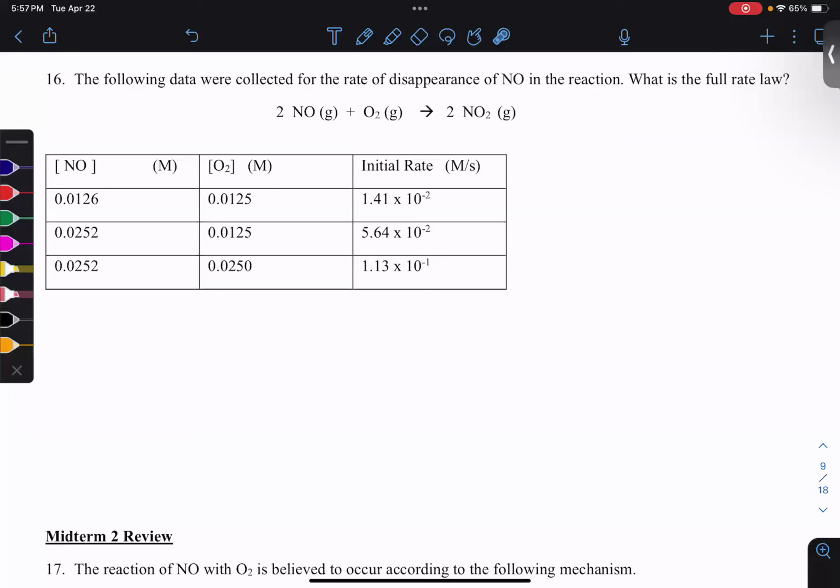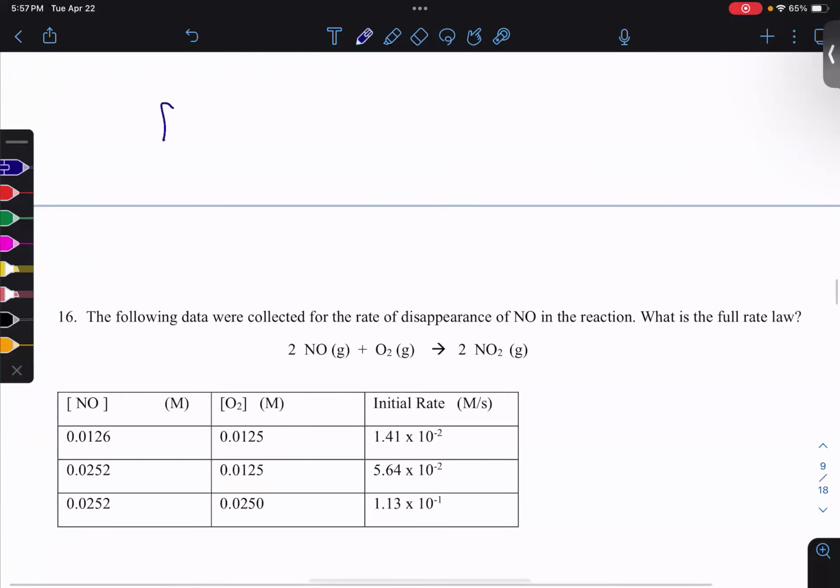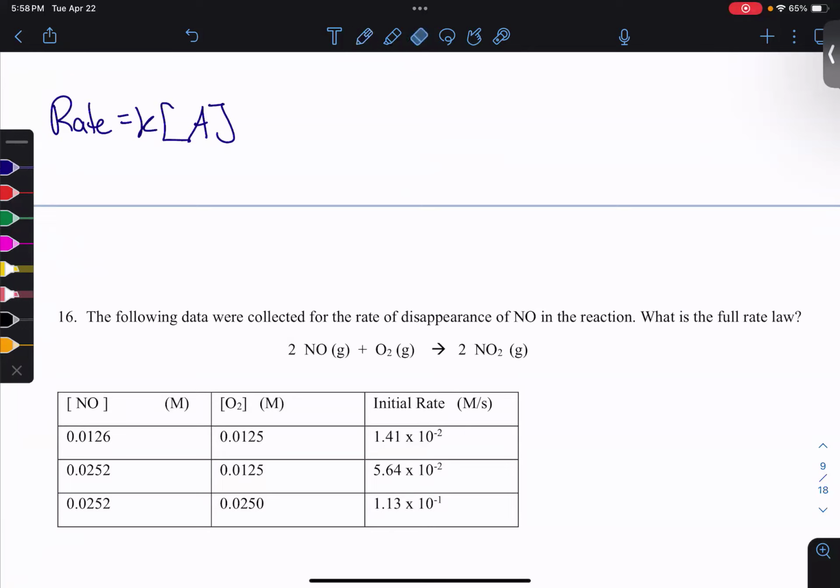This is the method of initial rates to get a rate law, right? But before I do that, let me just ask you, if I have a rate law and A is second order, if I double the amount of A concentration, how does my rate change? Quadruples. What if my reaction is first order with respect to A? If I double my initial A concentration, what should happen? It doubles. What if I double the concentration of B? How does my rate change? It doesn't change because B isn't in it.